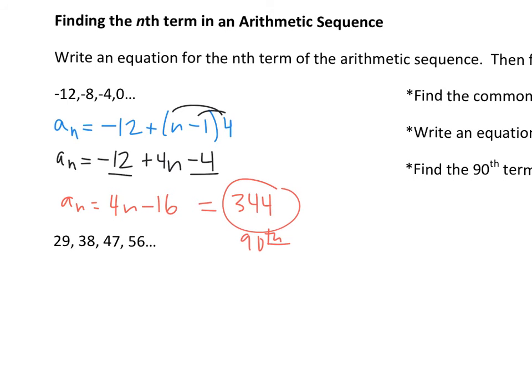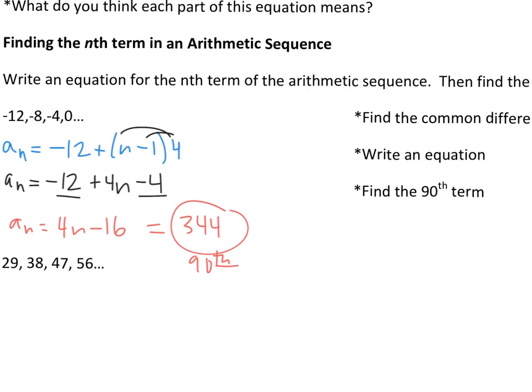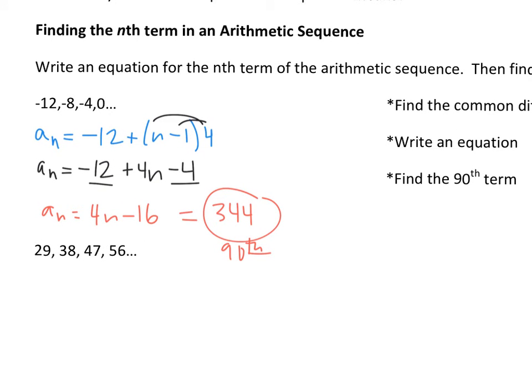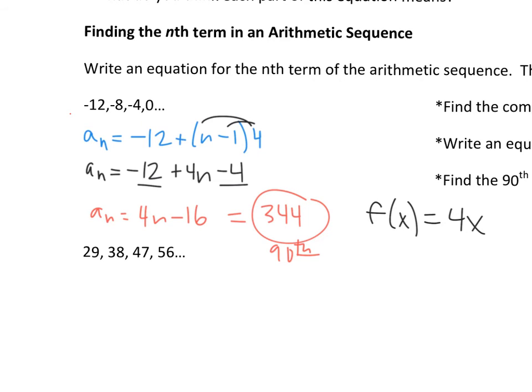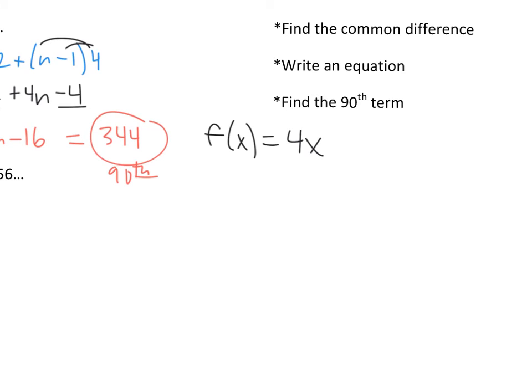Now, if I want to use my other formula, y equals mx plus b, or f of x equals mx plus b, that means the same thing. All right, f of x equals my common difference of 4x, and then my zero term. So if I'm starting at negative 12, I need to work backwards. So what plus 4 is negative 12? Well, negative 16. And if you didn't know that, take negative 12 and subtract 4 to give you that negative 16. So this would be 4x minus 16, plug in 90 for x, and I will also get 344 for this example.